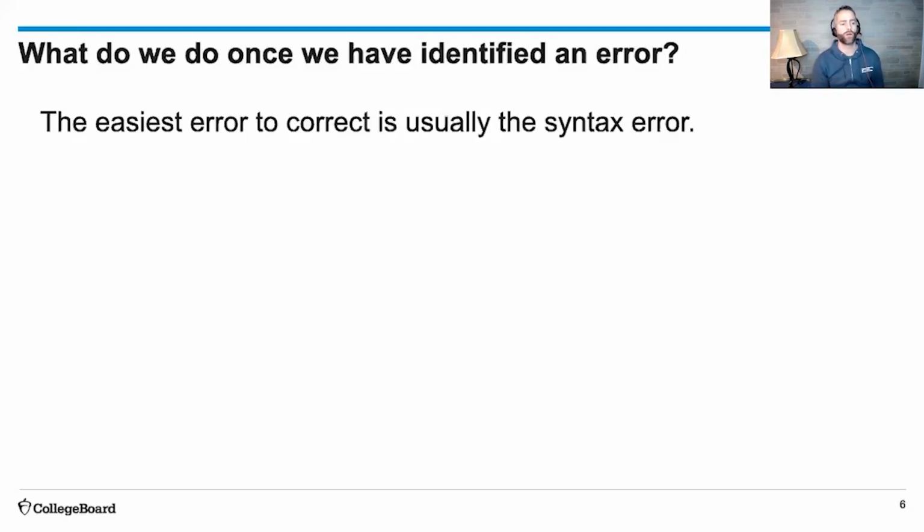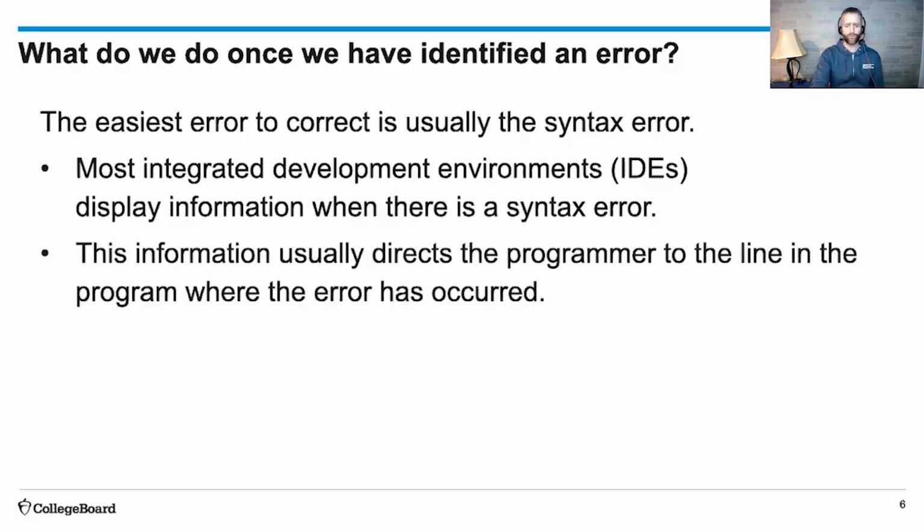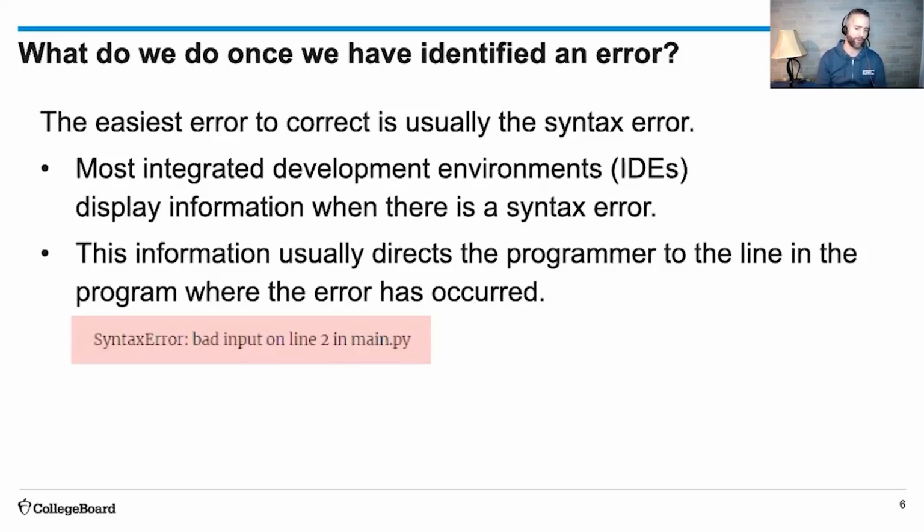So what do we do once we've identified an error? Well, the easiest error to correct is usually the syntax error. Most integrated development environments, or IDEs, display information when there is a syntax error. This information usually directs the programmer to the line in the program where the error has occurred. So here's an example: syntax error, bad input on line 2. So this says, go look at line 2.